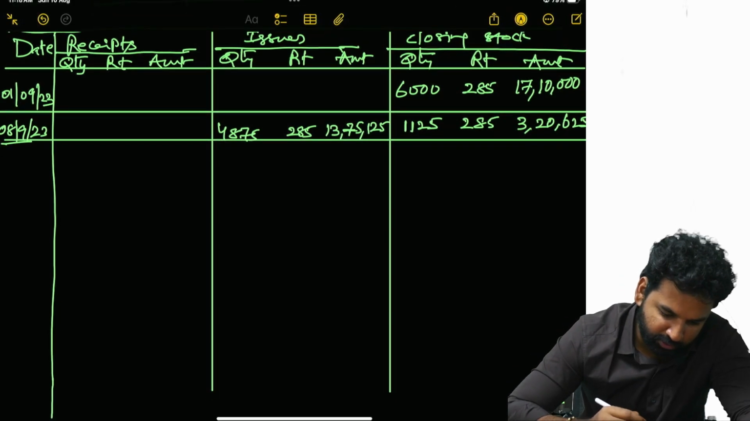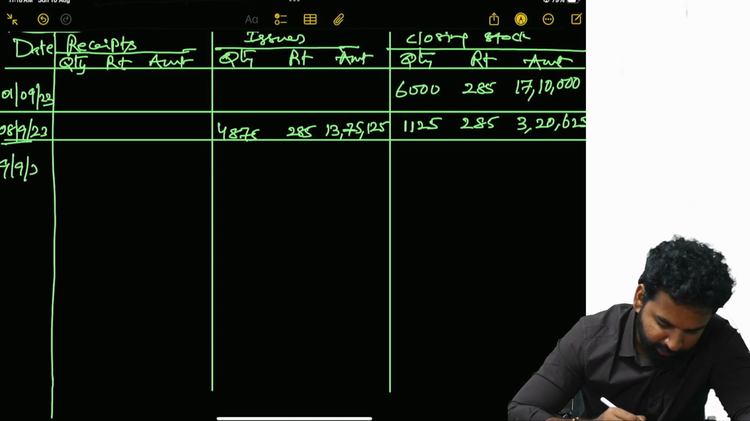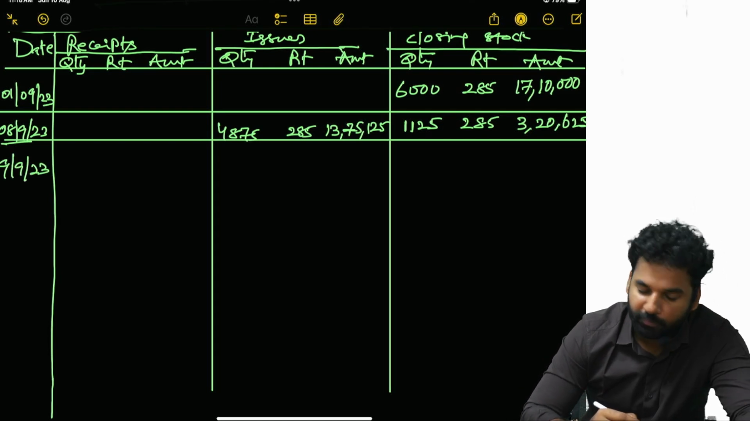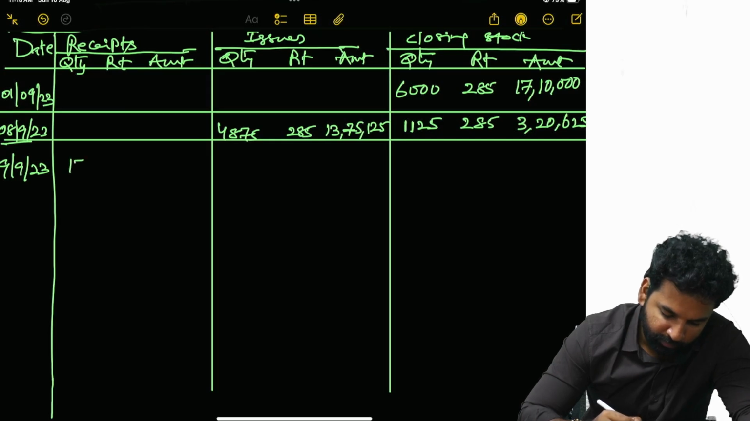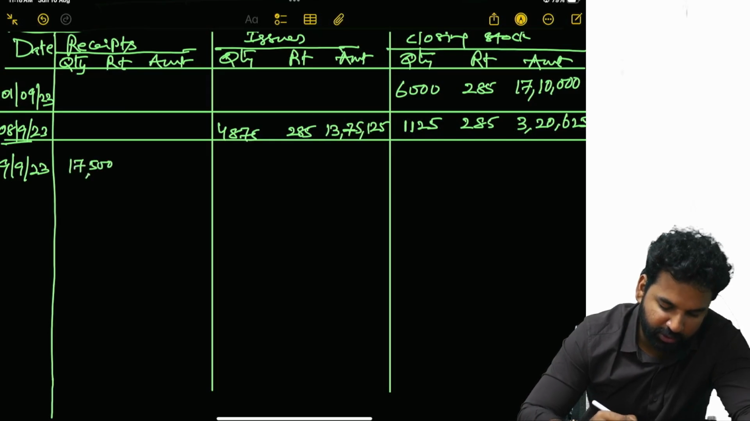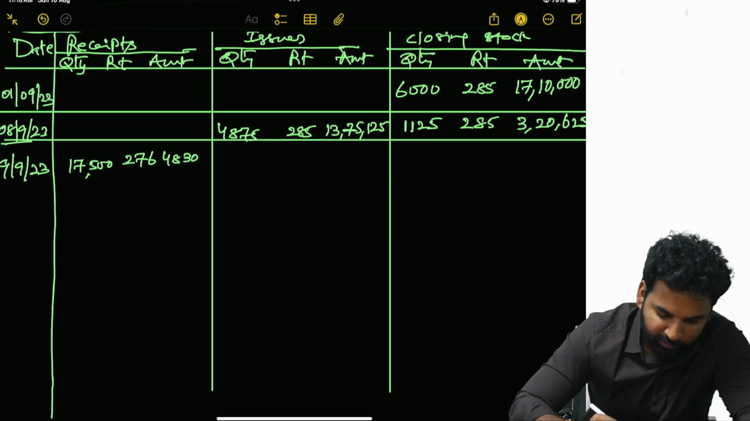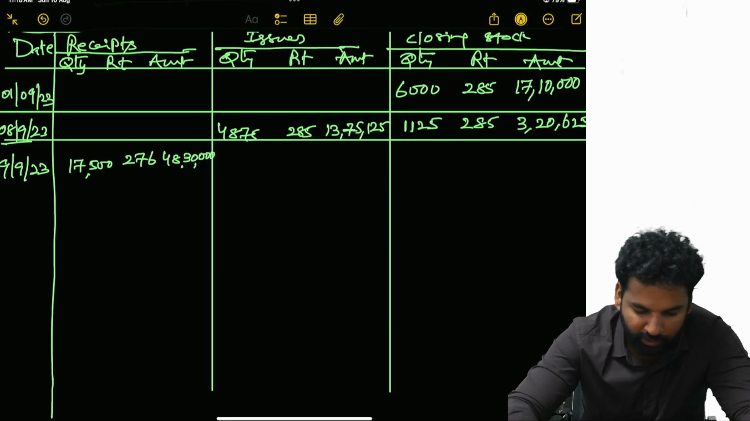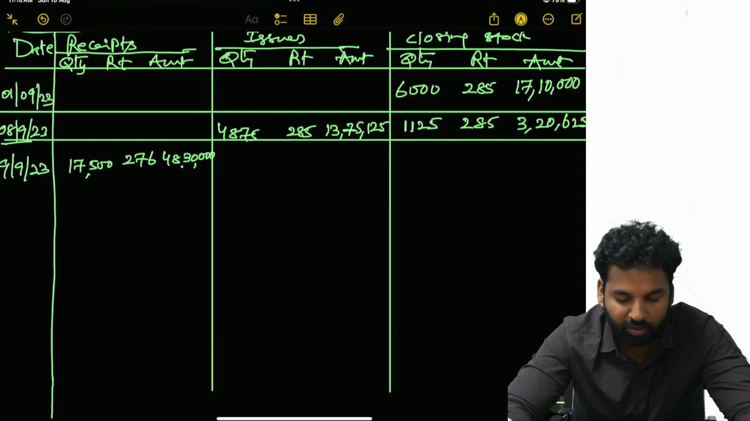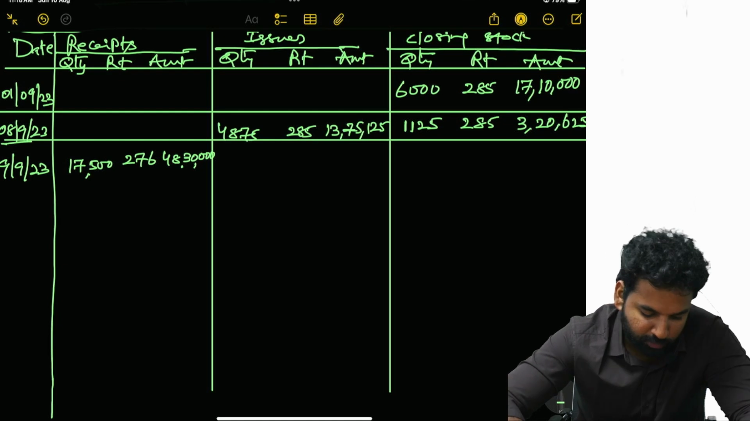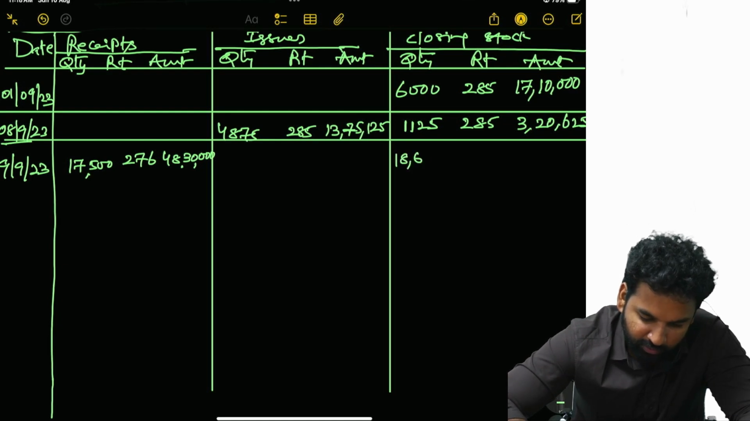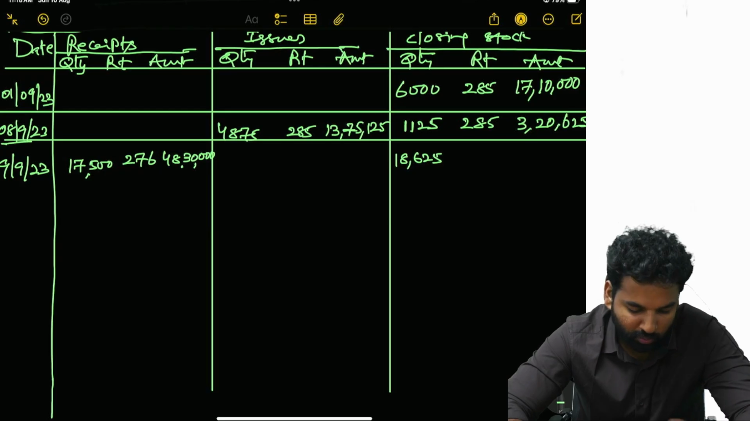Now on the next date, what is that? 9/9/23. Purchase receipts. How much? 17,500 is the receipt at rupees 276. Amount will be 48 lakhs 30,000. So now we have how much material? 1,125 and 17,500. Now you total it, you sum it up. How much material you have? 18,625 you have. Okay. So now what will be the rate for it?